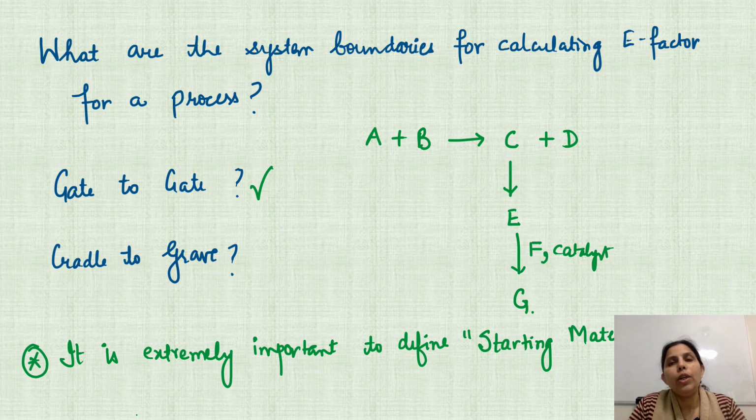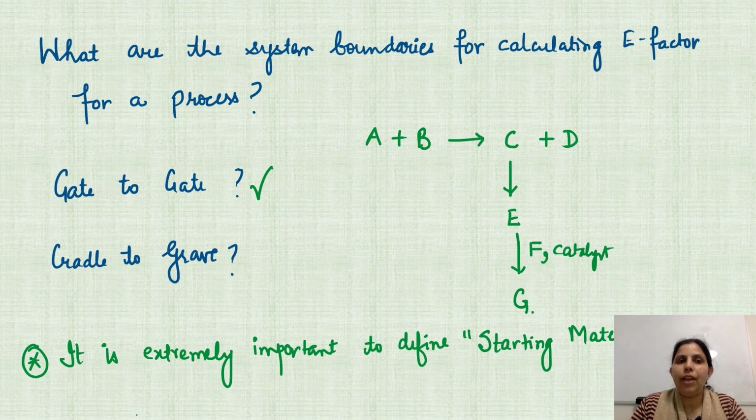So what should be our boundary conditions? Should we consider a cradle to grave approach, right from the synthesis of every starting material to where it ends up in the environment? Or should we adopt a gate to gate approach, that is, what is coming inside a facility or a plant and what is leaving that facility? Based on that, we calculate the waste and the E factor.